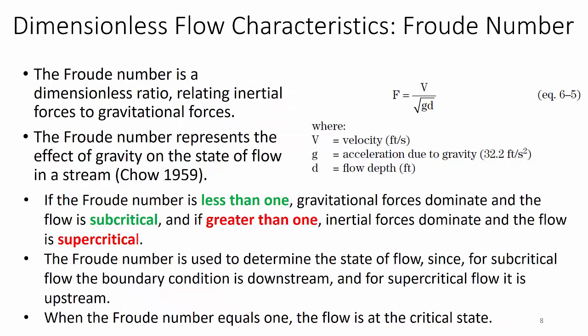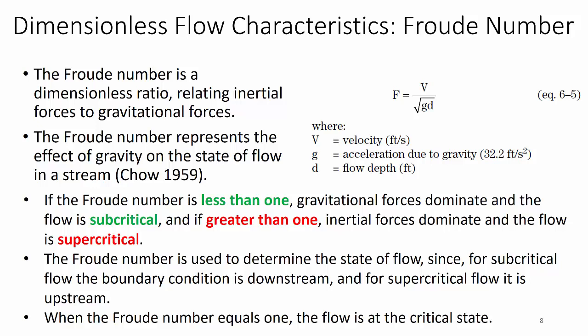The Froude number is another dimensionless ratio relating inertial forces to gravity. So the Froude number equals velocity over the square root of acceleration due to gravity times flow depth, little d. It represents the effect of gravity on the state of flow in a stream. If the Froude number is less than 1, gravitational forces dominate and the flow is subcritical. If it's greater than 1, inertial forces dominate and the flow is supercritical. You've got to have this in your head when you look at a flowing body of water. You've got to be able to say, that's a Froude number of less than 1, or that's greater than 1, and understand what that means in terms of what's driving flow.